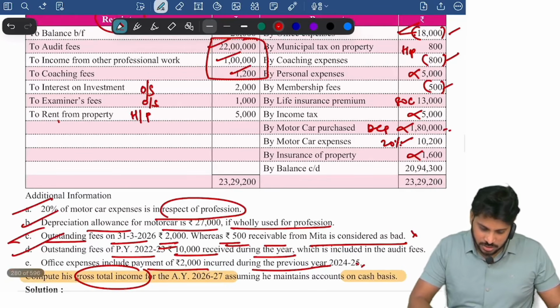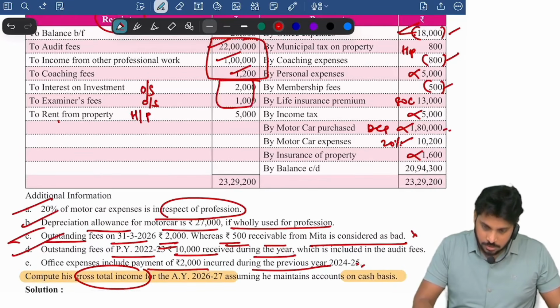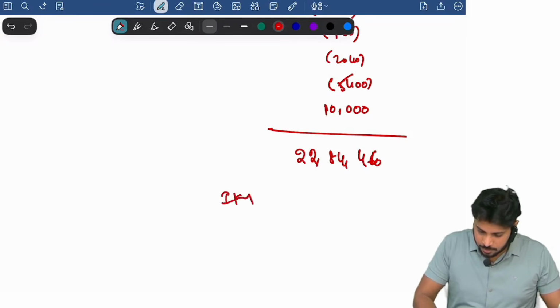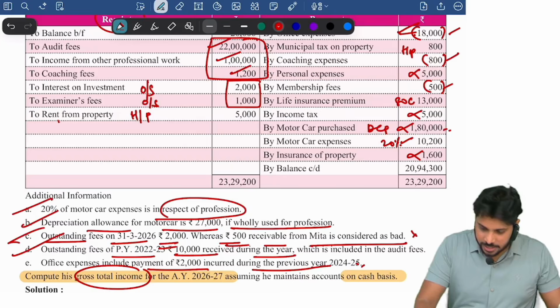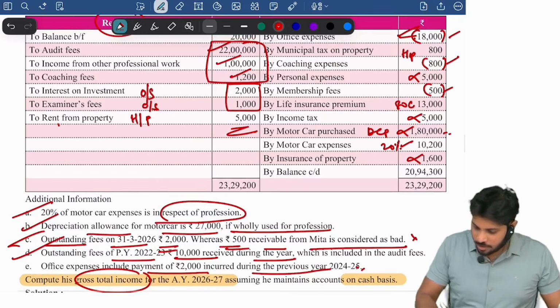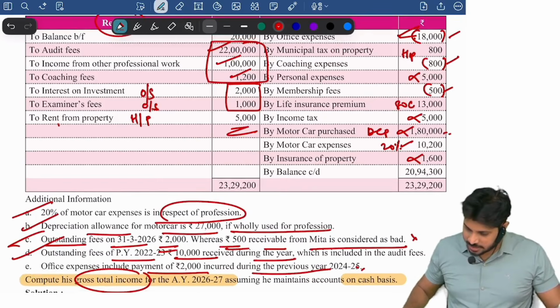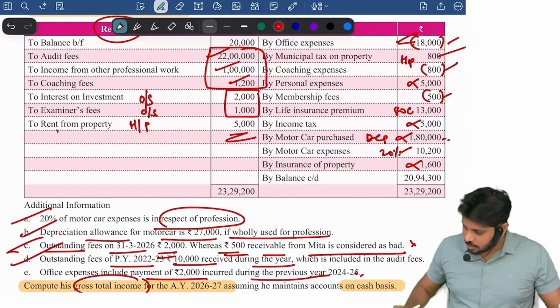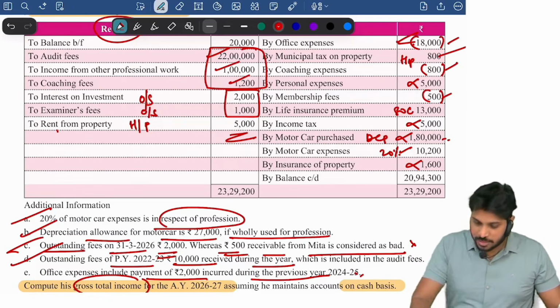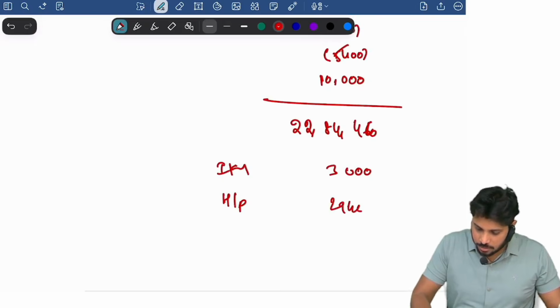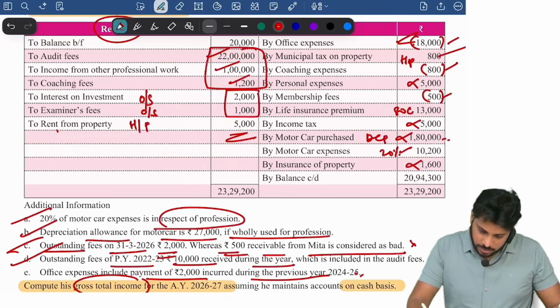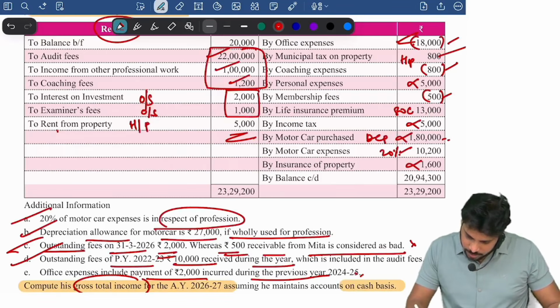Then other sources income. Wait, I'll compute it. Let me compute. Other sources income is 3,000. Am I right? House property income. Remember, rent amount 5,000 minus municipal taxes 800, so 5,000 minus 800 minus 30%. House property income is 2,940. Am I right? Now next, that's it. All the points we considered.